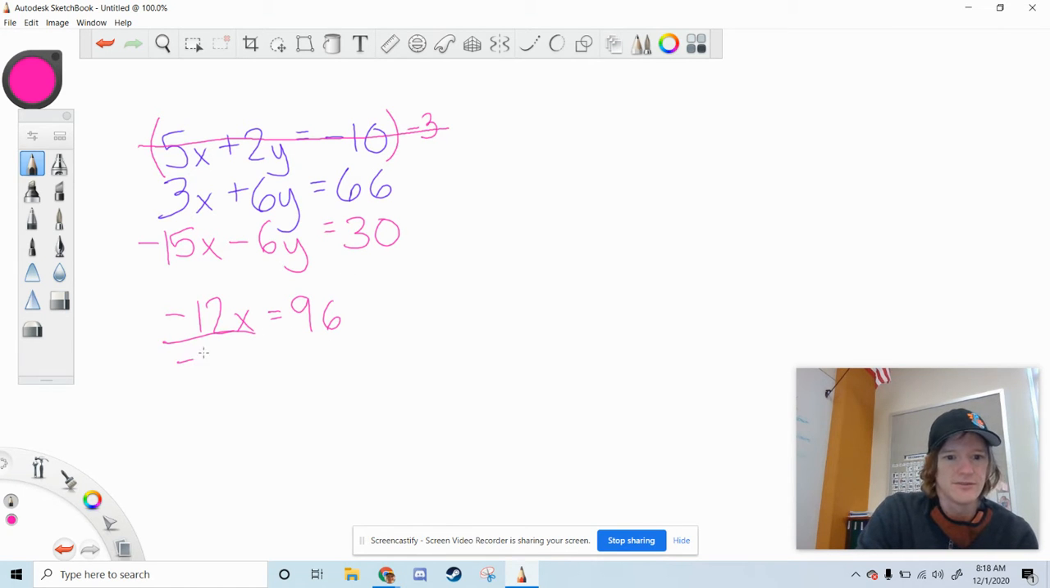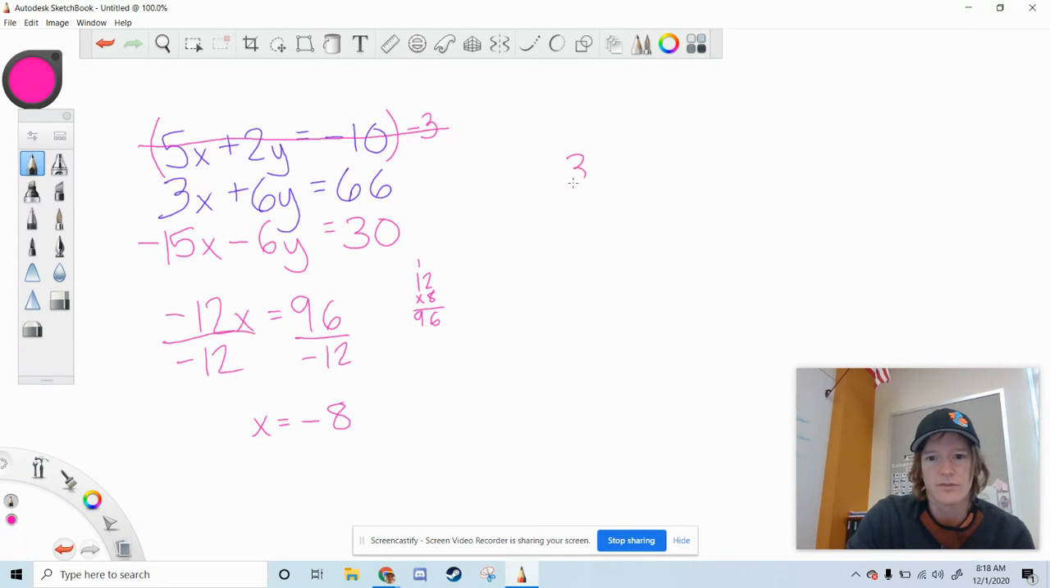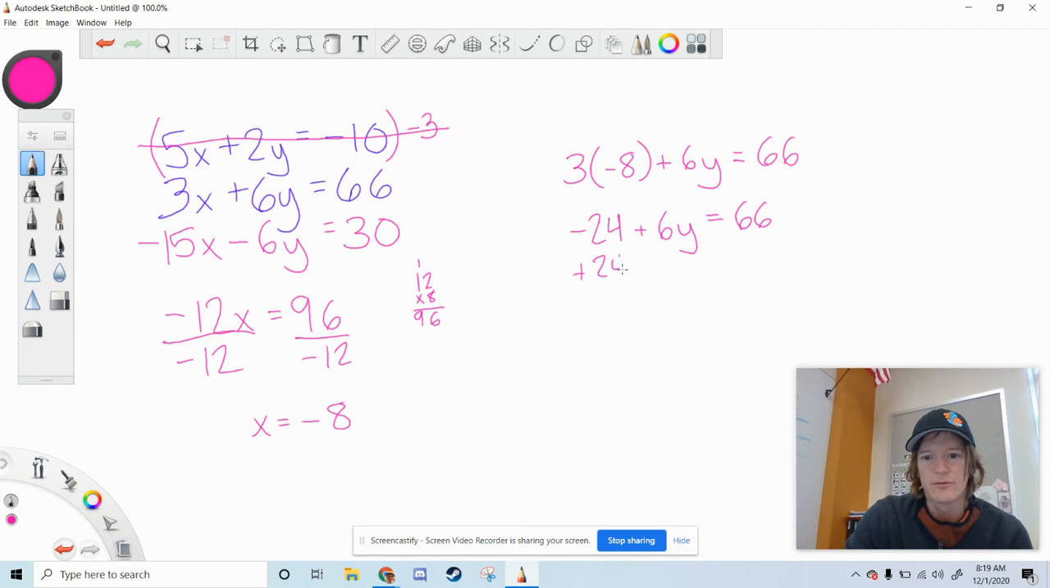And then to solve for x, we'll divide by negative 12. Divide by negative 12, we get x equals 96 divided by 12. 12 times 8 makes 96, so it's going to be negative 8. Now we'll go ahead and take that, put it in our top equation here, or how about this blue one? So 3 times negative 8 plus 6y equals 66. Well, 3 times 8 is 24, so this will be negative 24 plus 6y equals 66. Add 24 to both sides.